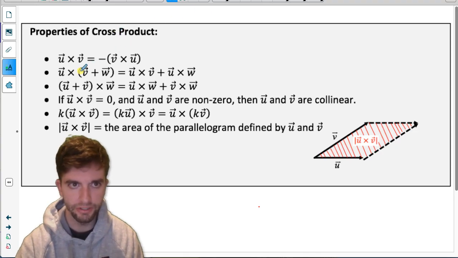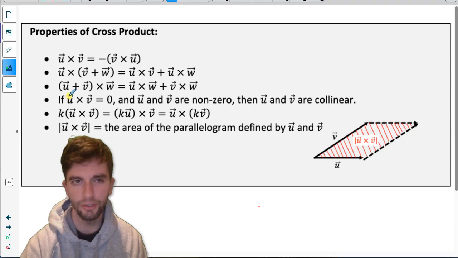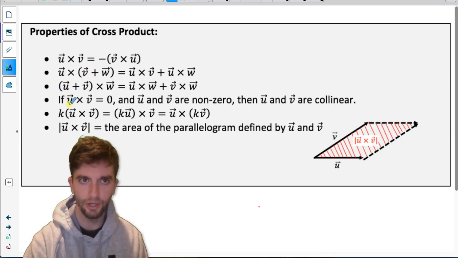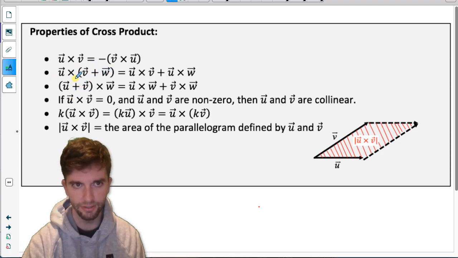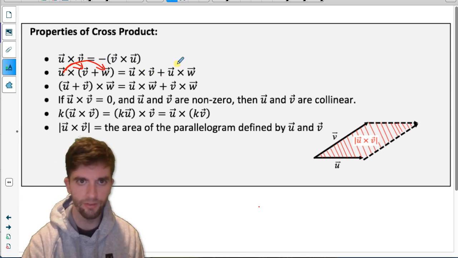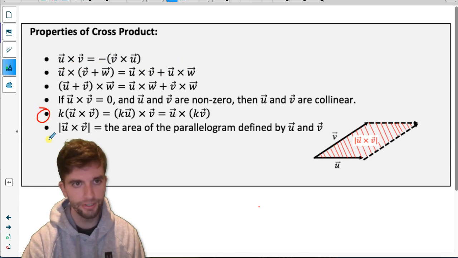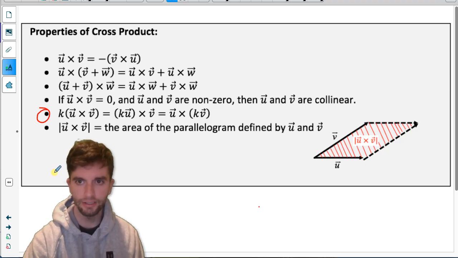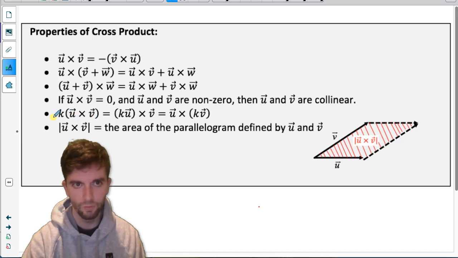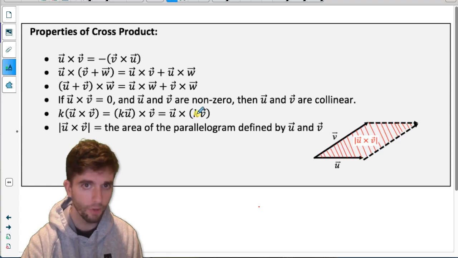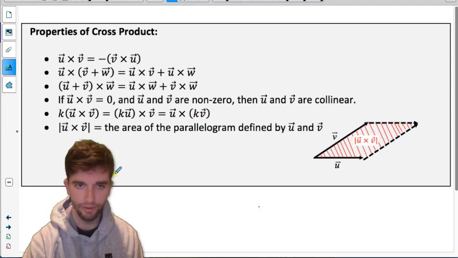The next couple properties are just telling you that distributive property holds true for cross product. So in a lot of ways we can treat cross product like multiplication. So U cross vector V plus vector W, you could distribute the vector U to the vector V and the W and get U cross V plus U cross W. Another property on here that shows you another way that cross product is treated like multiplication is that a scalar times vector U cross V would be equal to doing that scalar times vector U and then crossing it with V, or multiplying the scalar by vector V and then crossing it with U.